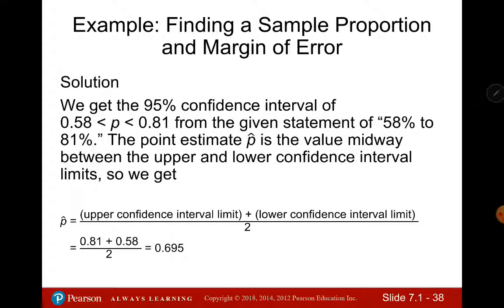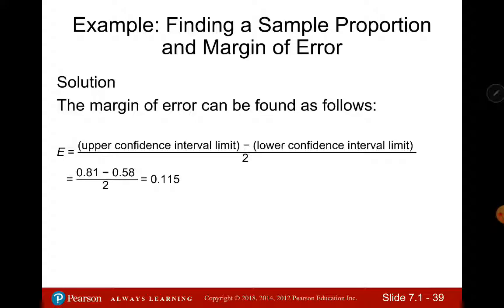So we list the confidence interval first. Then we use this formula. The upper limit is 0.81 plus the lower limit 0.58, divided by 2. Dividing the sum by 2, we will get this. This is our point estimate. And we use another formula to get the margin of error. We use the upper limit minus lower limit, then divide the difference by 2. So the upper limit here is 0.81 minus 0.58, divided by 2 to get the margin of error.